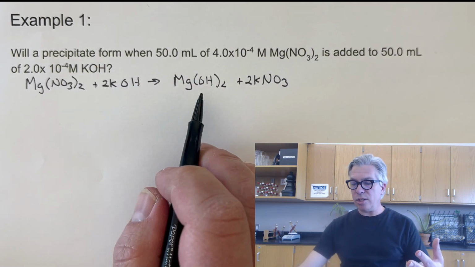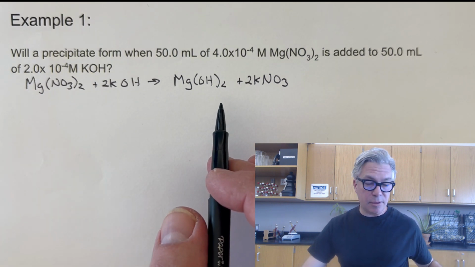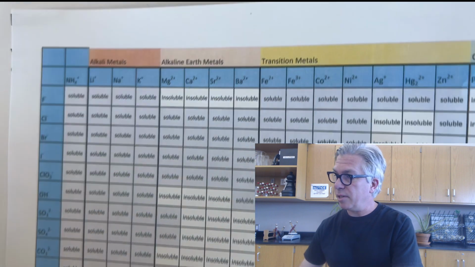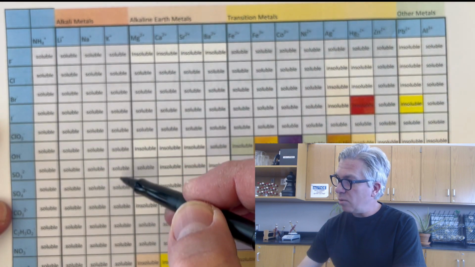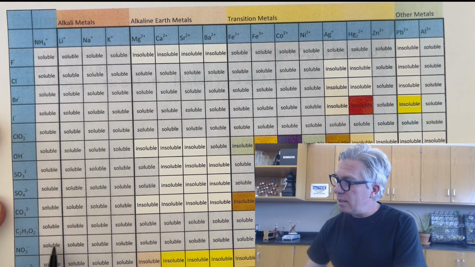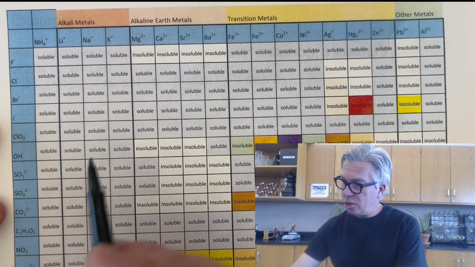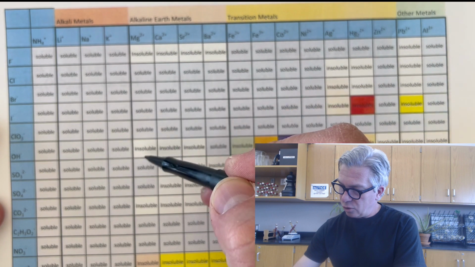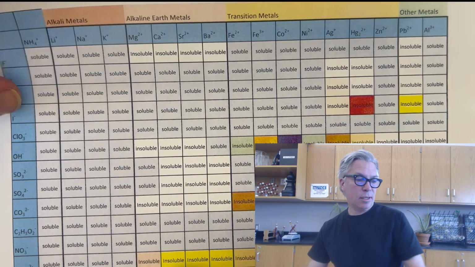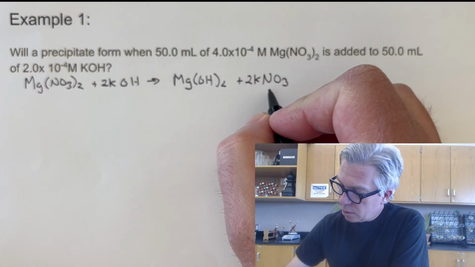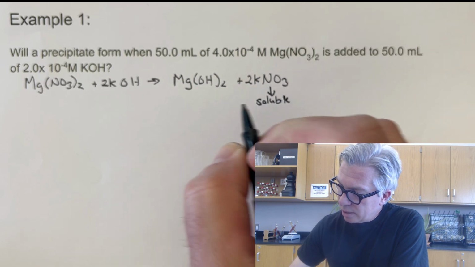So my first question is, is either one of these listed as insoluble on a solubility table? Let's get the solubility table over here and take a look at it. Now, I already know that potassium is always soluble and nitrate is pretty much always soluble, so it's not going to be the potassium nitrate. But if I find the junction of magnesium and hydroxide, I get something that is insoluble. So that's the product I'm going to be looking for. We'll label this one as soluble, and this one is insoluble.